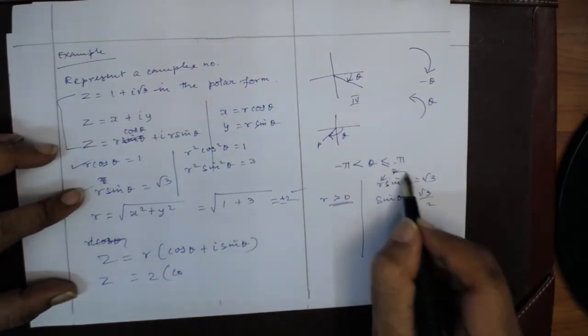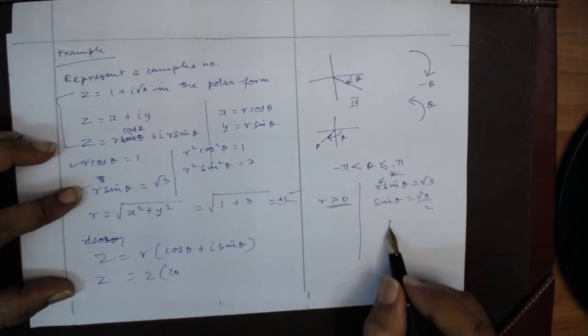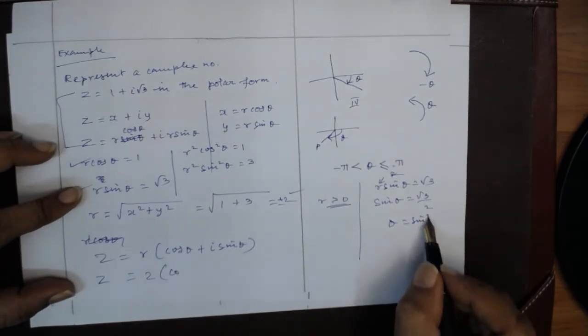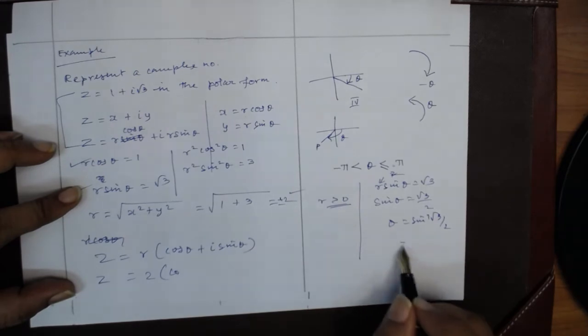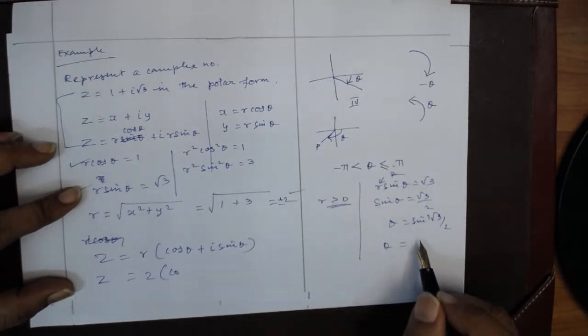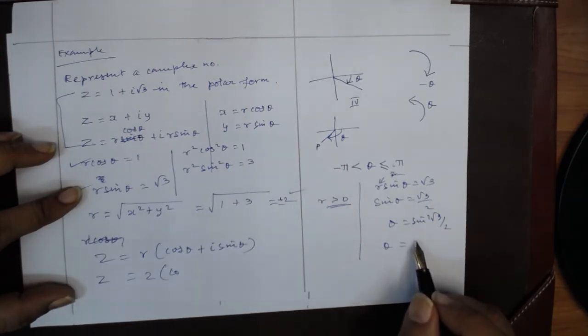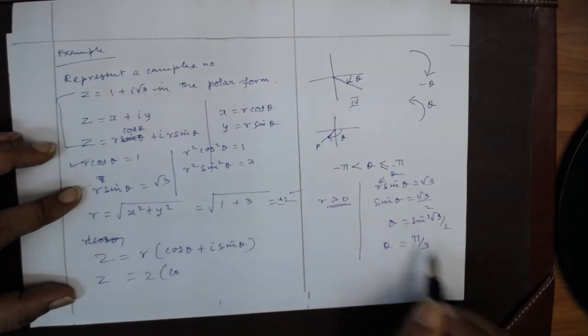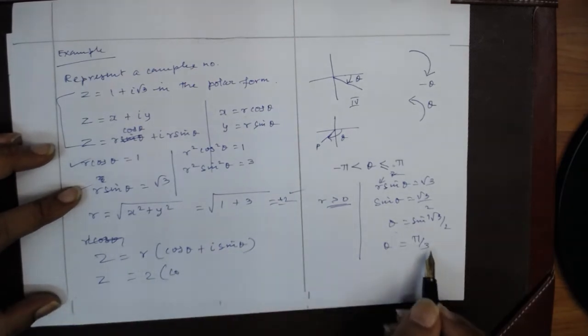Is it not? So sin theta is equal to root 3 by 2 means what is theta? Sin inverse of root 3 by 2. So what is the value of root 3 by 2? Theta should be in terms of pi. How much? If it is sin, pi by 3. So in that case we can take pi by 3.